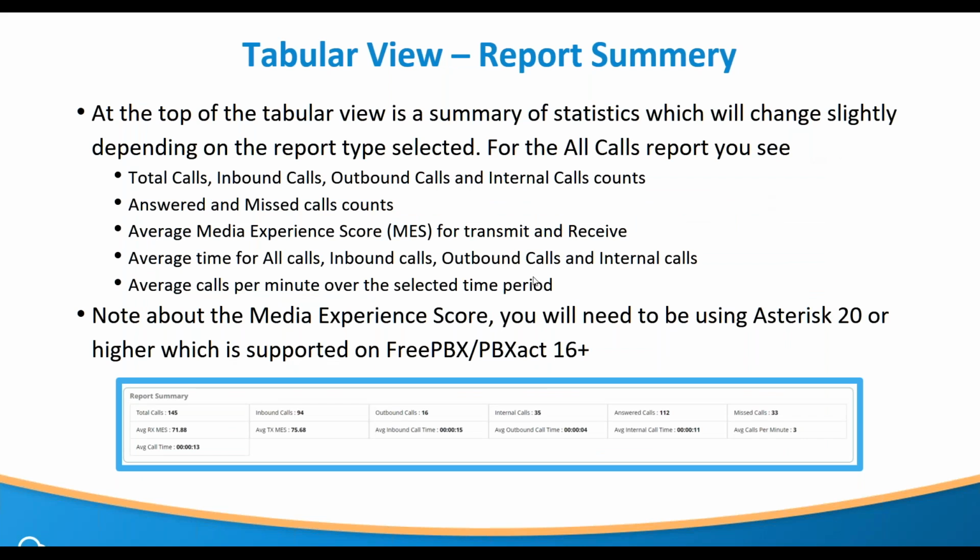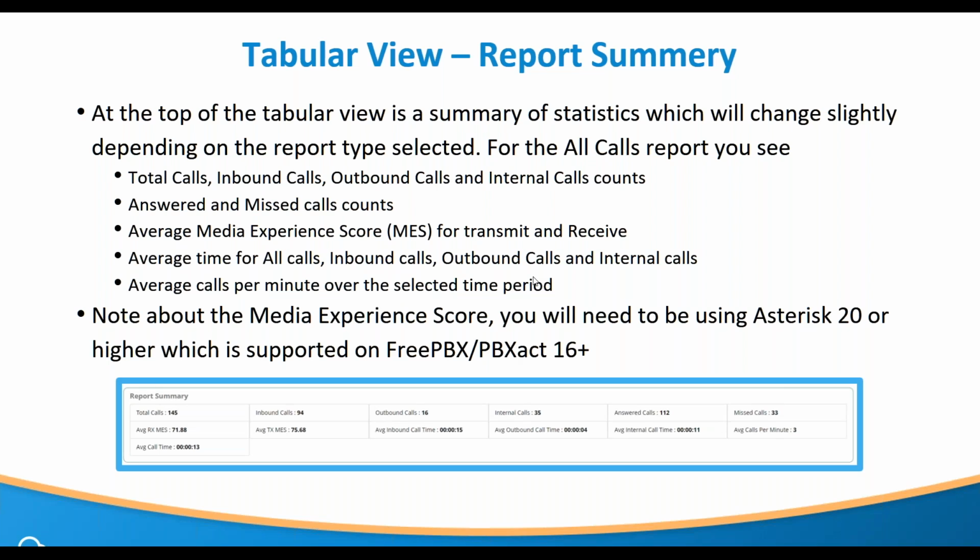So when we generate a tabular view, the report summary is available with the graphical reports and the tabular view as well. The report summary is displayed on the top, right? And you will see most of the relevant parameters, as I said: total calls, answered, missed calls, outbound, inbound calls, internal calls, and then some summary, average time for all calls, average calls per minute over the selected time period. This is very relevant and very interesting information. And this is a new thing in Asterisk and PBXact. We call it Media Experience Score.